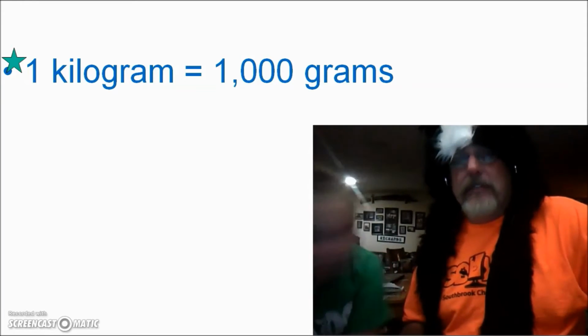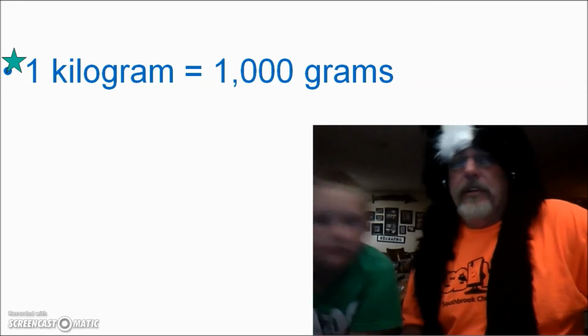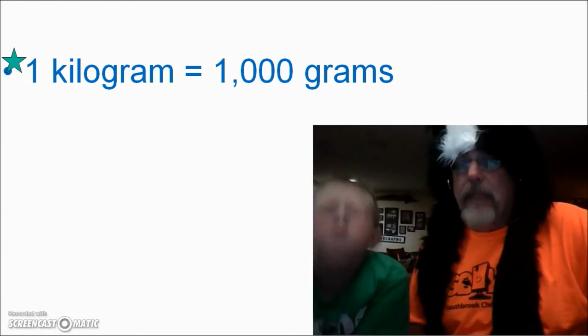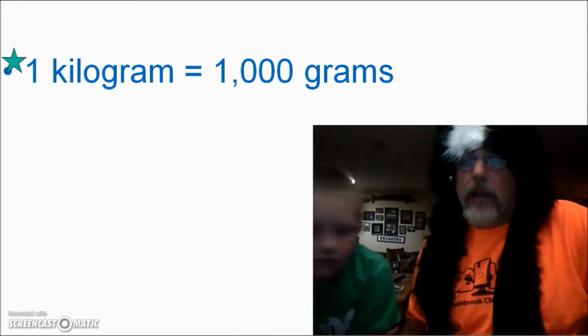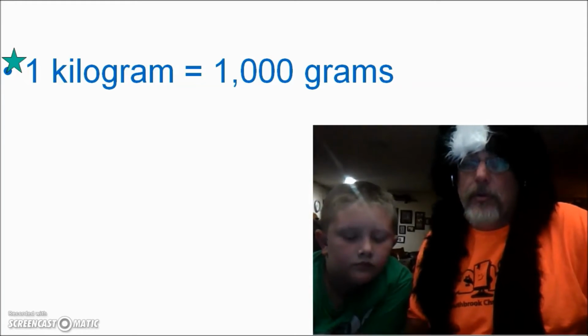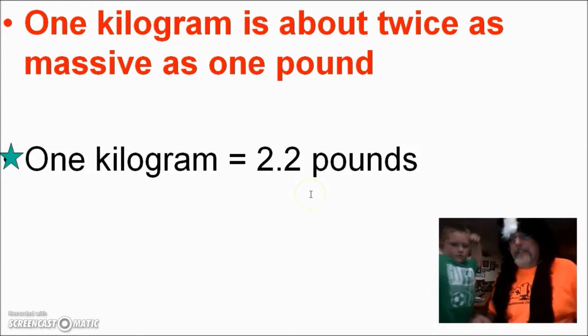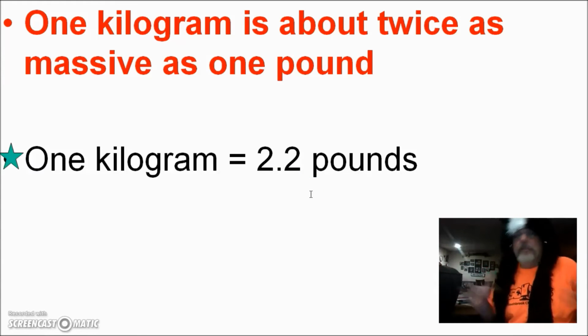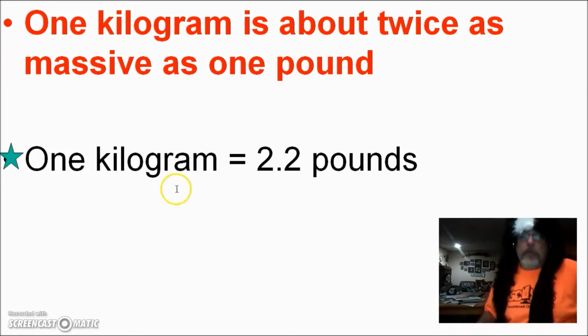Now, definitely make sure you have this in your notes. 1 kilogram is approximately twice as heavy, or twice as massive, as 1 pound. So 1 kilogram is equal to 2.2 pounds. If you want to get really technical, it's 2.2046 pounds. Not going to expect you to know this. However, I would expect you to know that 1 kilogram is equal to 2.2 pounds. So if I have 1 kilogram, it's about twice as heavy, so around 2 pounds, a little bit more than 2 pounds.